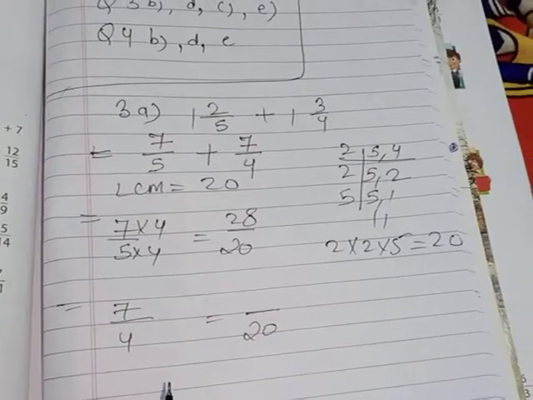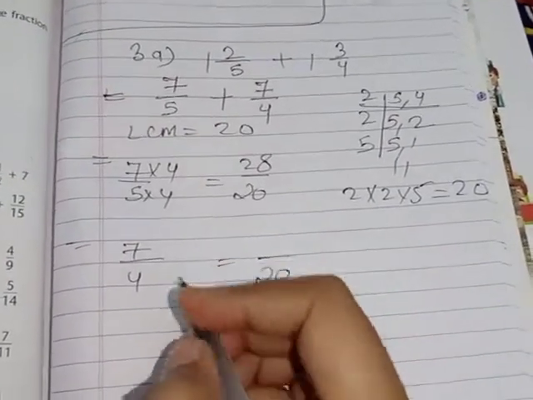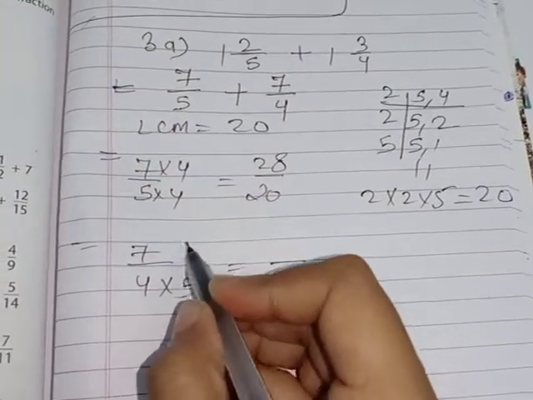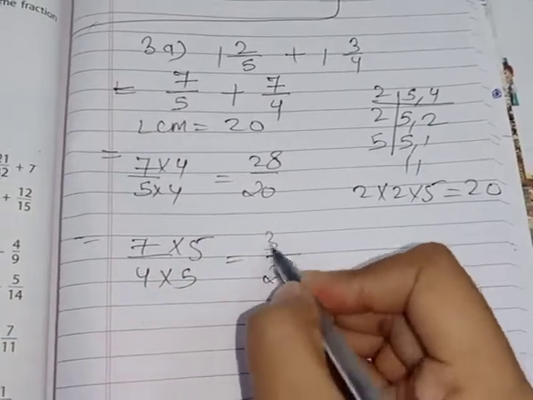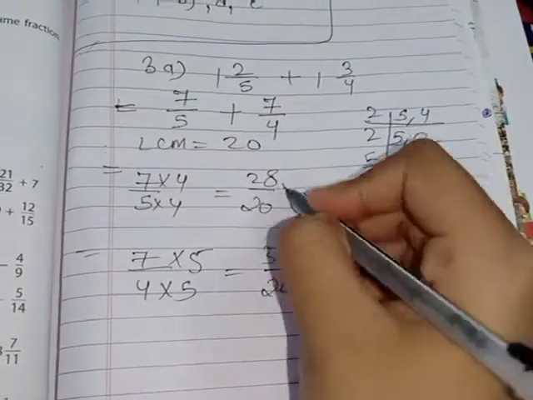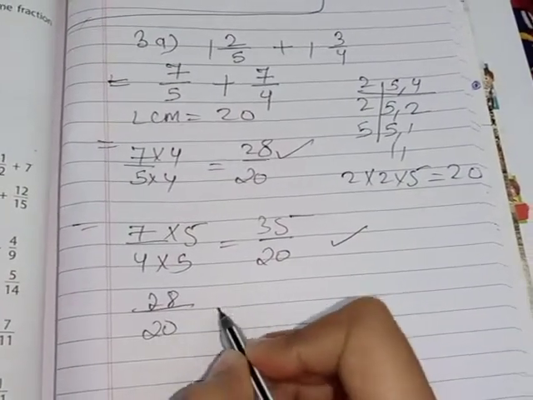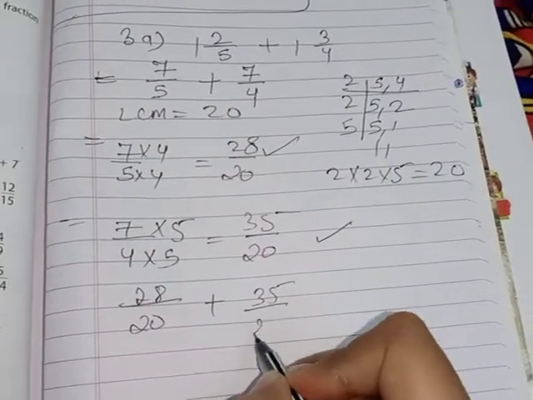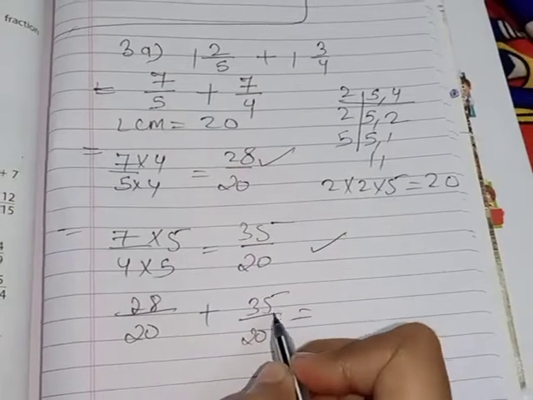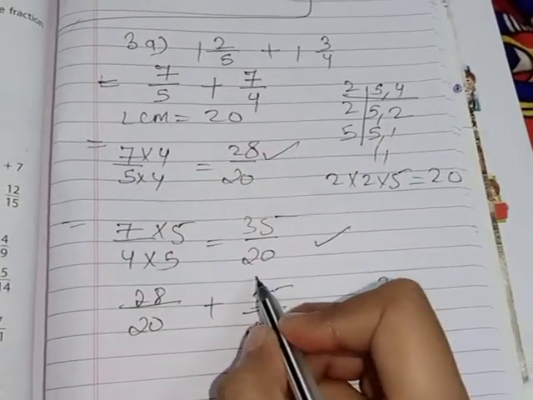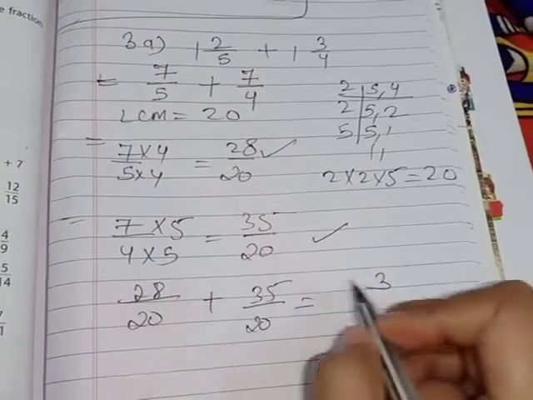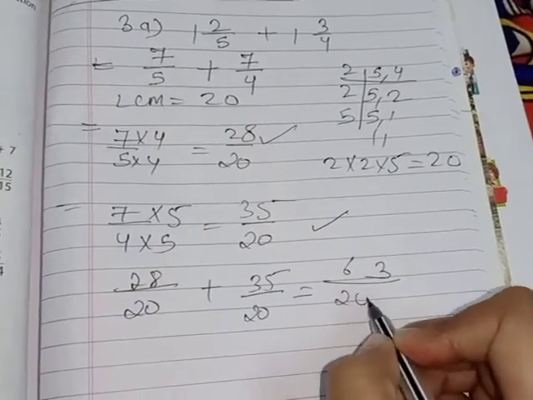Same work we need to do with the other side also. Now we will check in the table of 4, 20 will come in how many times? That we know is 5 times. 7 5s are 35. Both the given fractions we will add. 28 upon 20 plus 35 upon 20. 8 plus 5 is 13, so 3, 1 is carried. 3 plus 1 is 4 and 2 is 63 upon 20.